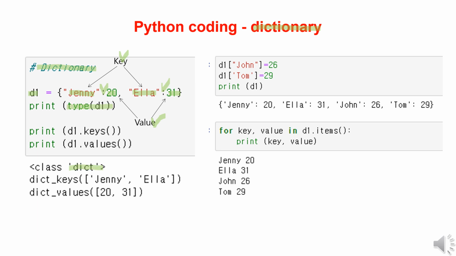When we print the key and value, we can see that Jenny and Ella are keys, representing 20 and 31 as their respective values. Moreover, by entering data in a similar format for John age 26 and Tom age 29, we can add new information to the D1 dictionary. Using the for loop and the items command, we can extract key value pairs one by one.